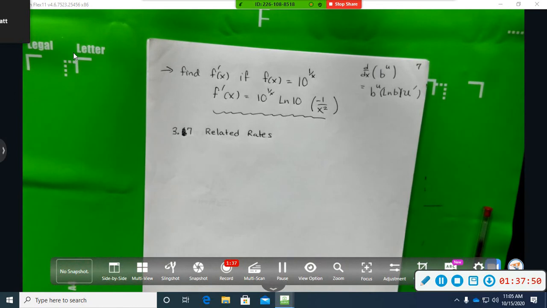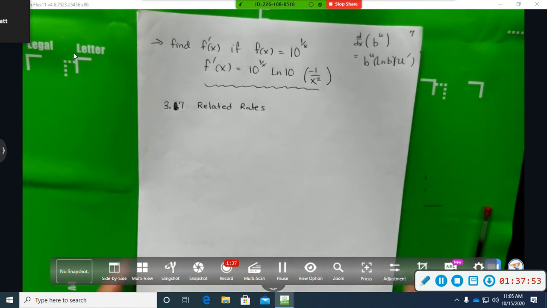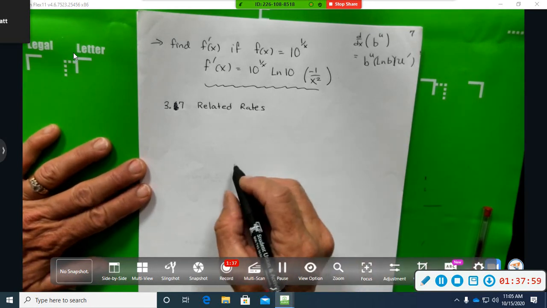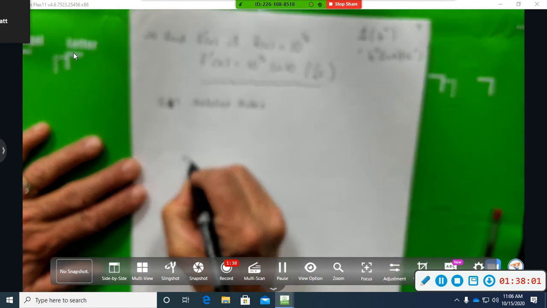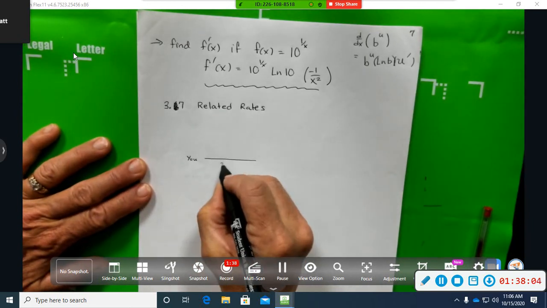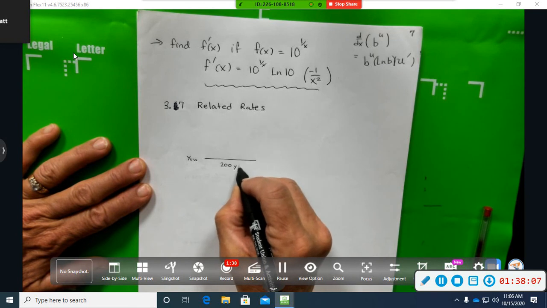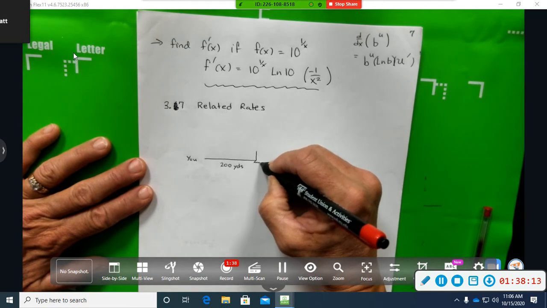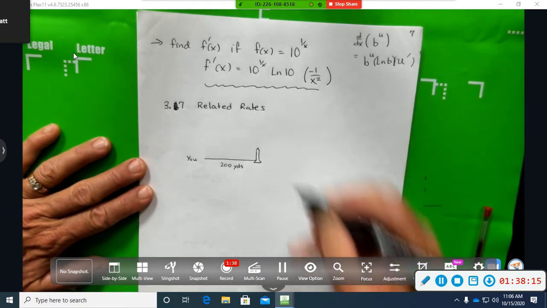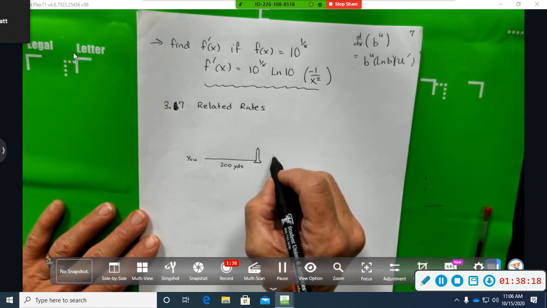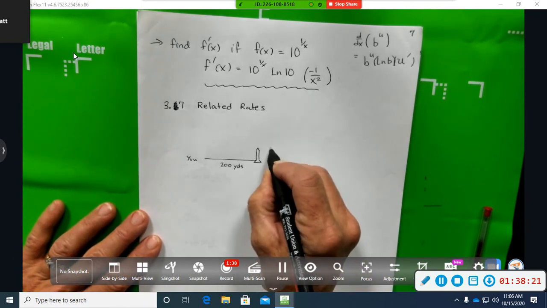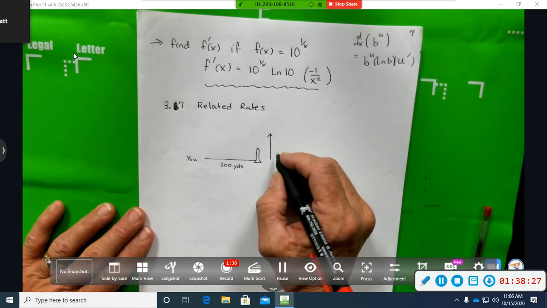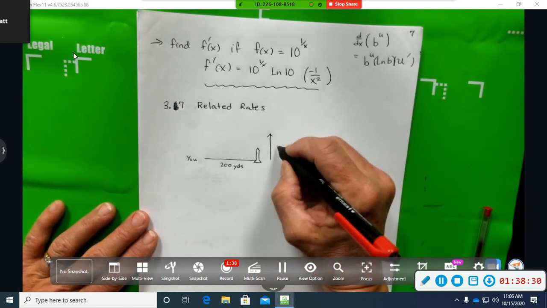What kind do you like? The fun kind. Okay, what's a fun kind? Let's see. This is you. You are 200 yards, which is probably way too close, to a rocket. And this rocket is lifting off. And it's rising at a rate of... how fast can a rocket go? I don't know.